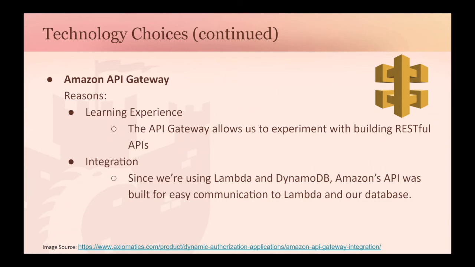So another technology we chose to use was the Amazon API Gateway, which I mentioned before, which is a service that allows us to create simple APIs. Amazon API Gateway appealed to us because it would allow us to experiment with building RESTful APIs. Also, we chose Lambda and DynamoDB, so there is an easy integration with Amazon API Gateway. Specifically, it was built for easy communication to Lambda and also our database.